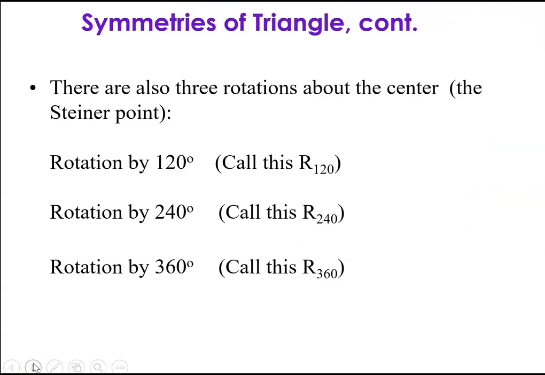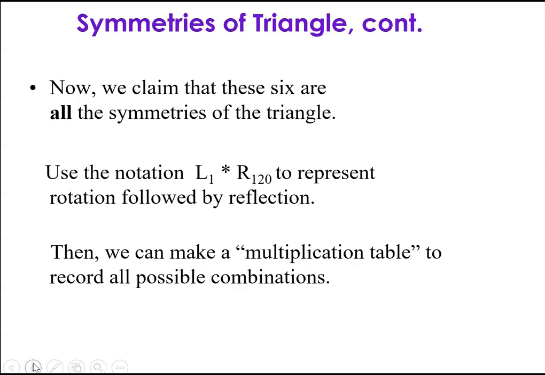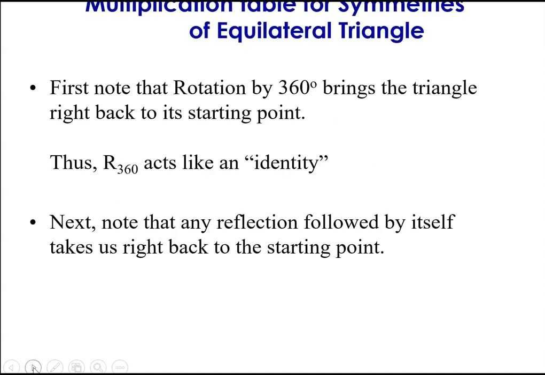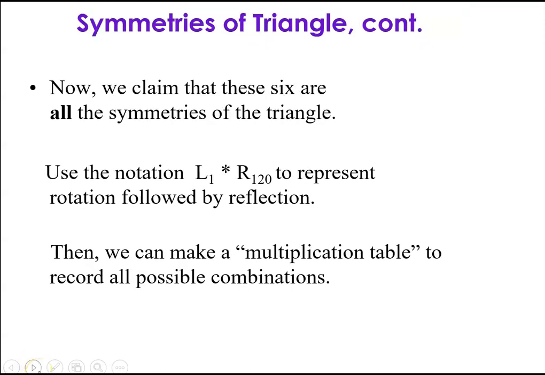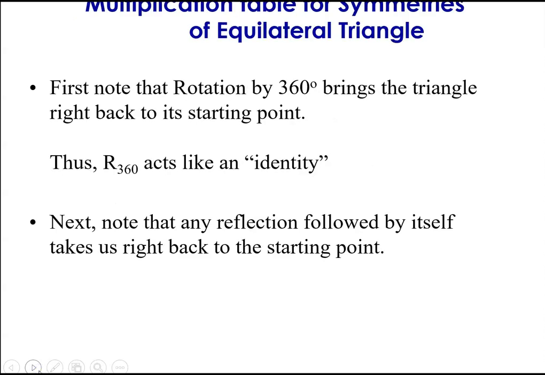So again, just summarizing. All right, so we can claim 6 in all. Using the notation L1 times R120 to represent the rotation followed by reflection. Again, this is what we did with the square. You can just keep recording these and doing these as many times as you want, and then multiple ones, and they come right back onto basically either an R120 or an L1 or an L2, even if you do multiplications of them. So again, R360 brings the triangle back to its original starting point, so that's the identity.